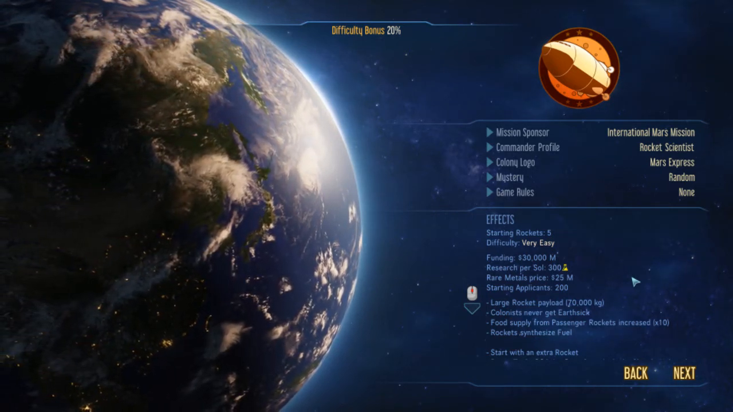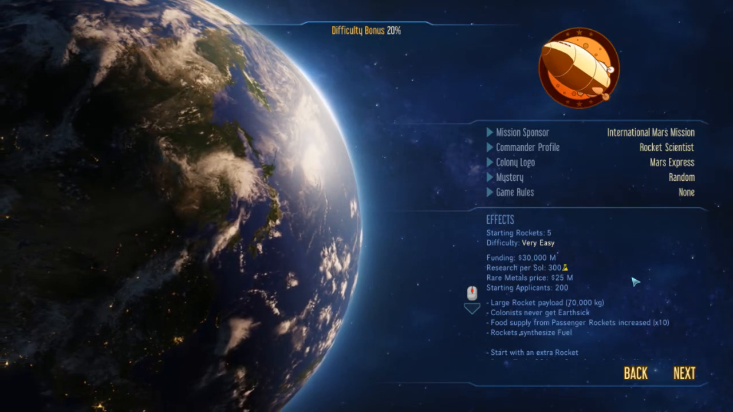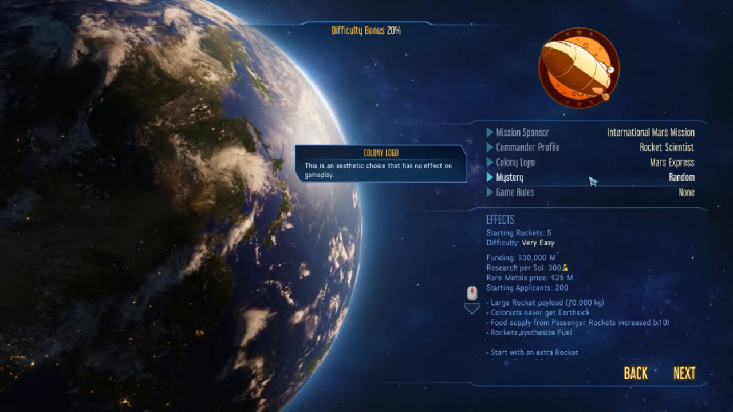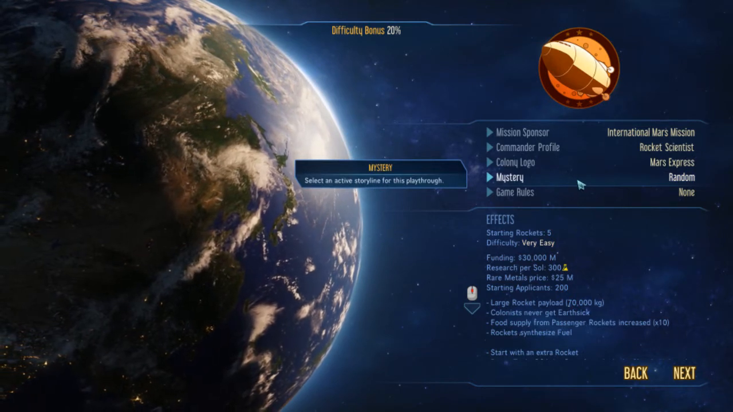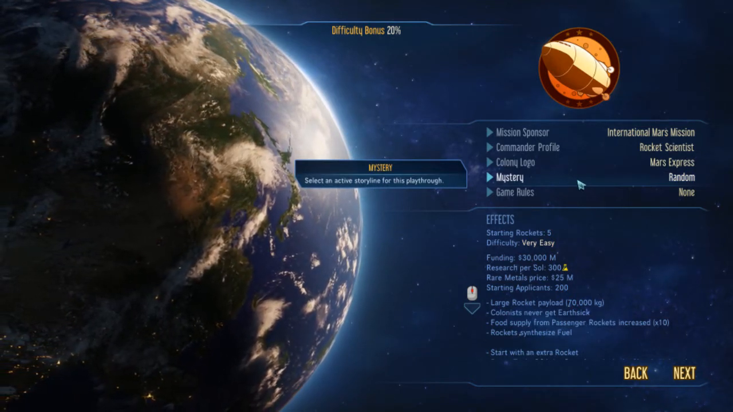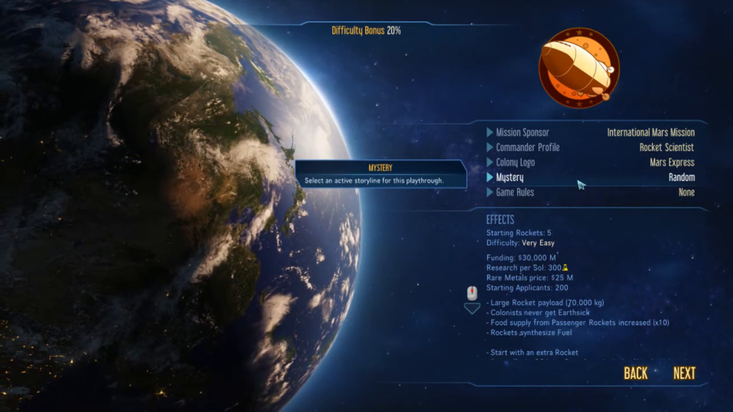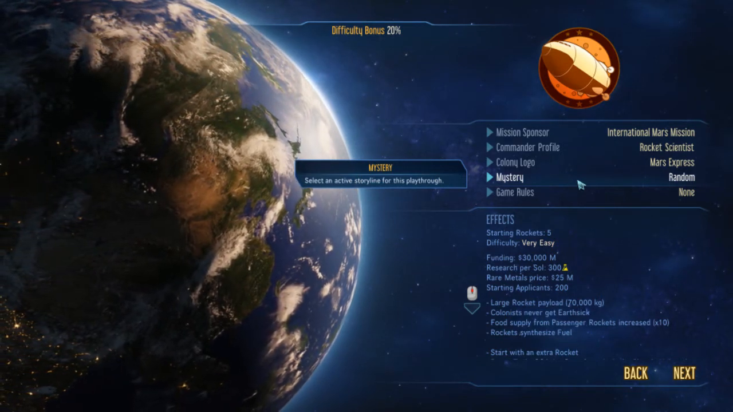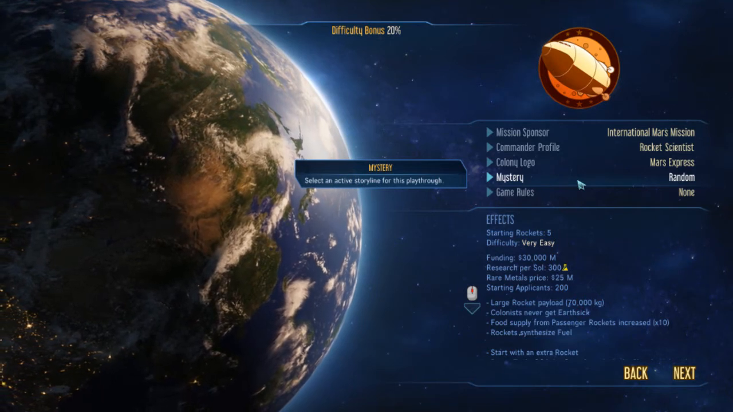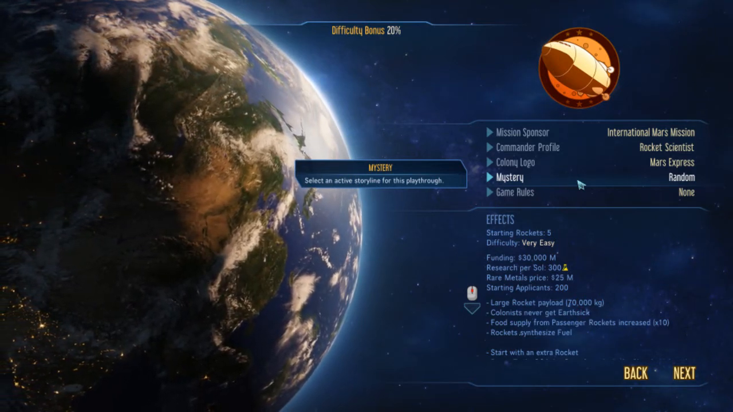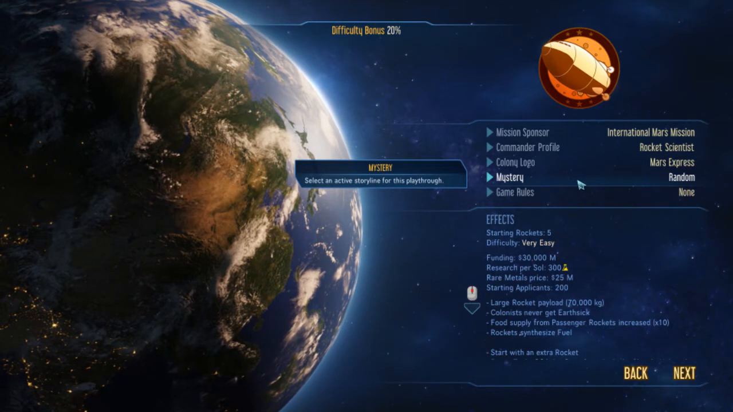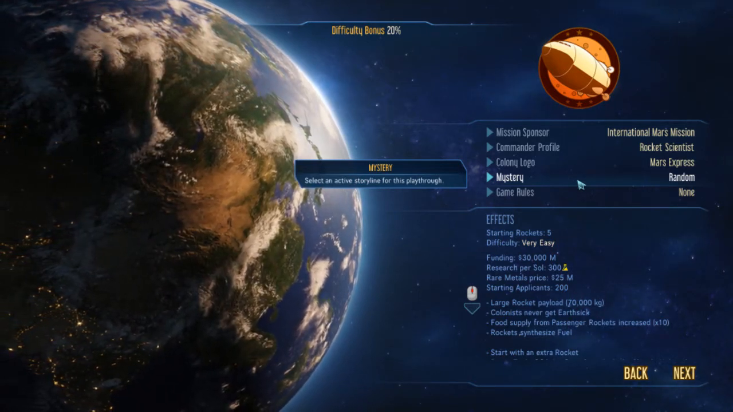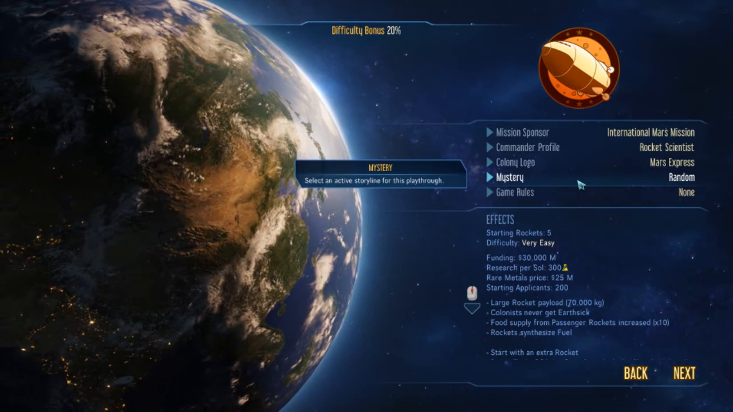Going back from there, the last way that I would say that you would potentially want to play this game is sort of roleplay, and I think that this is another really interesting way to play this game. You pick essentially a mission sponsor, a commander profile, a colony logo, and a mystery, and game rules to sort of create a scenario in your head based around what you're thinking a mission to Mars might look like or what you would want it to be, and you build it from there. And that, I think, is going to be one of those ways that you could really make this a more personalized experience. And it's where the open-ended nature of this game really becomes quite nice.